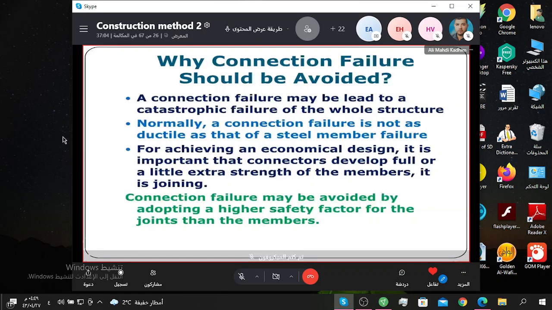Why should connection failure be avoided? A connection failure may lead to a catastrophic failure of the whole structure. Normally, connection failure is not as ductile as that of a steel member failure. For achieving an economical design, it is important that connections develop full or a little extra strength of the members joined. Connection failure may be avoided by adopting a higher safety factor for the joint than the members.